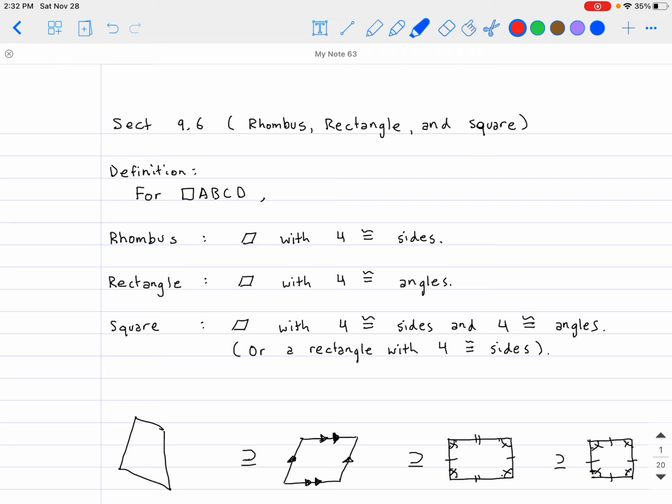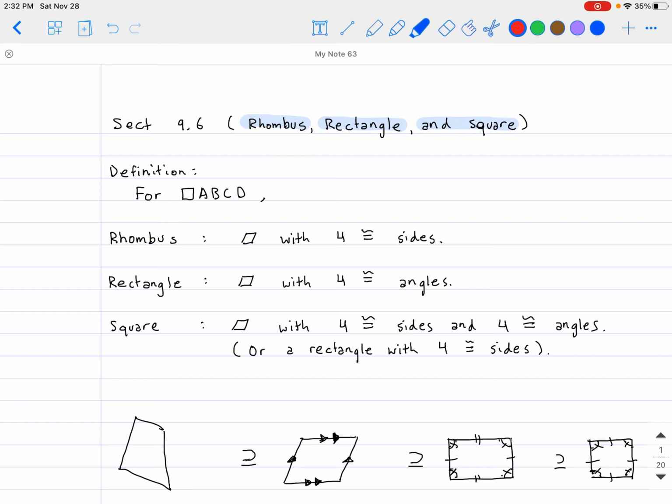All right, so here, as we said, we're going to define a few more quadrilaterals for you guys. These are terminologies that you might be familiar with, but we're now going to give them formal definitions. So here they are. We're going to look at the rhombus, a rectangle, and also a square.